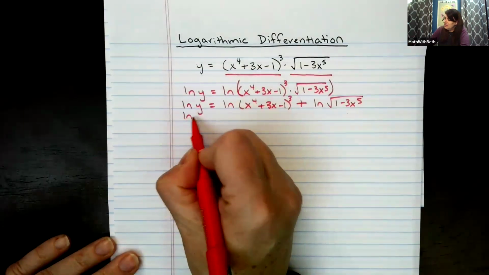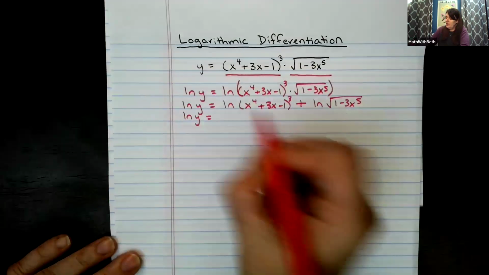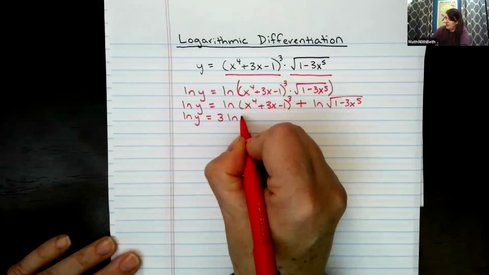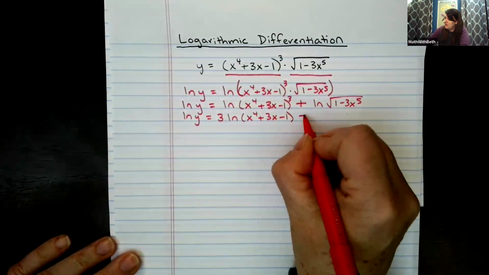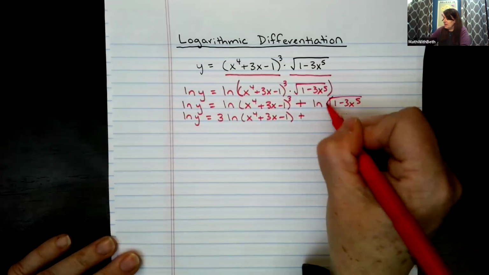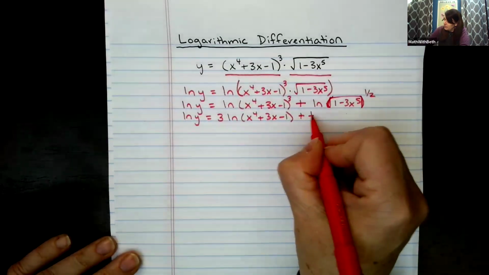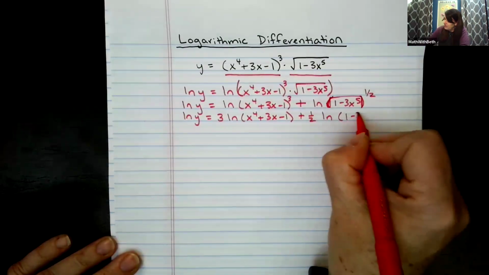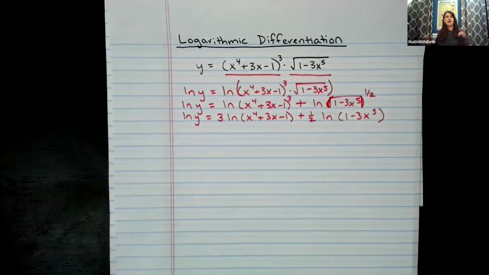Next, I can make it even nicer by taking the exponents and putting them in front, because you, again, are always allowed to do that with logs, because that's going to make the derivatives easier. Since all of this is being square rooted, remember that's the same thing as all of this being raised to the 1/2. So I can pull that 1/2 out front. So now I've made this pretty much as simple as I can. So now I can do the derivative.